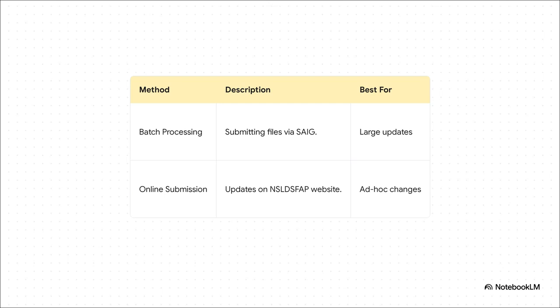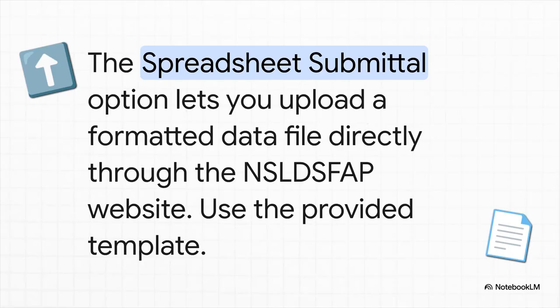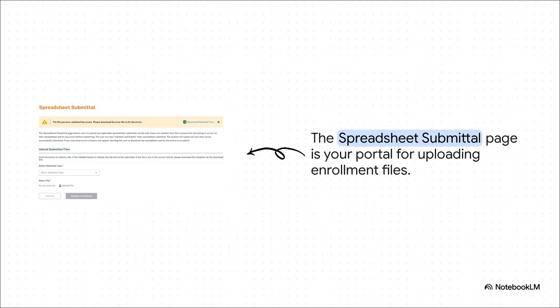You've basically got 2 main ways to do this. For those massive, regularly scheduled updates, we're talking hundreds or even thousands of students, you're going to use batch processing. But for those little one-off changes, like when a single student withdraws, the online submission tools are perfect for making a quick, immediate fix. So one of the most popular online methods is the spreadsheet submittal. It's a nice middle ground. It lets you prep all your data in a template offline and then just upload that whole file directly through the NSLDS website. And this is what that actually looks like.